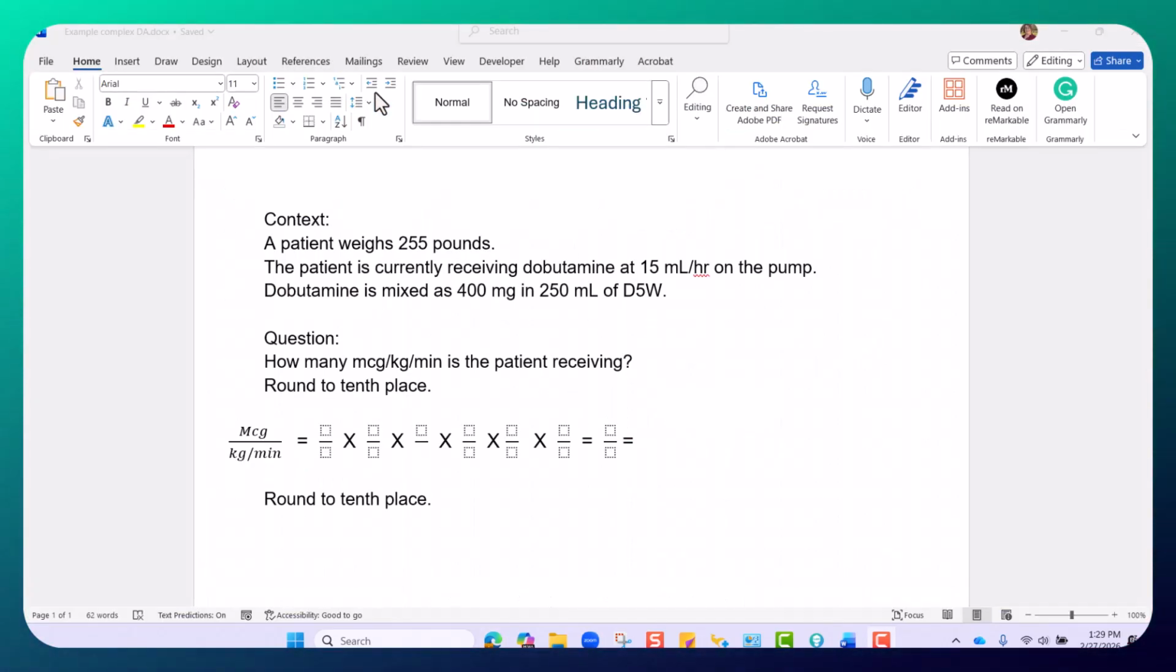All right, moving right along. It's the same problem, and this is just a different, more standardized visual. A patient weighs 255 pounds. The patient's currently receiving dobutamine at 15 mLs per hour on the pump. Dobutamine is mixed as 400 milligrams in 250 mLs of D5W. The question posed to the student: how many micrograms per kilogram per minute is the patient receiving? Round to the 10th place.